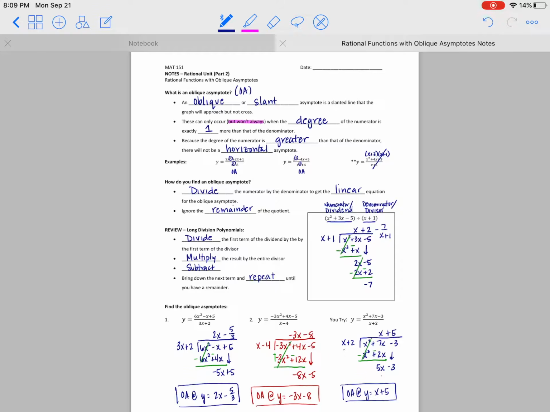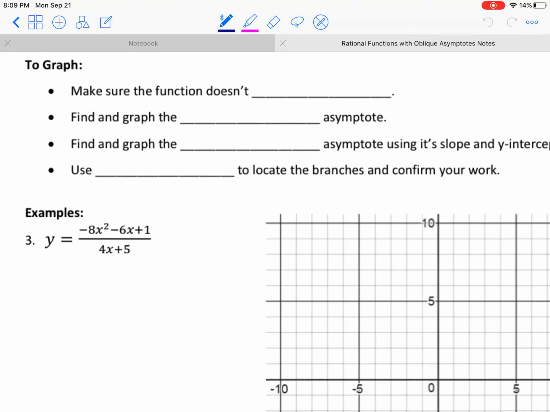Okay? So if we can find the oblique asymptote, we already know how to find the vertical asymptote, then we should be able to use that information along with Desmos to create a graph. So let's try that next.